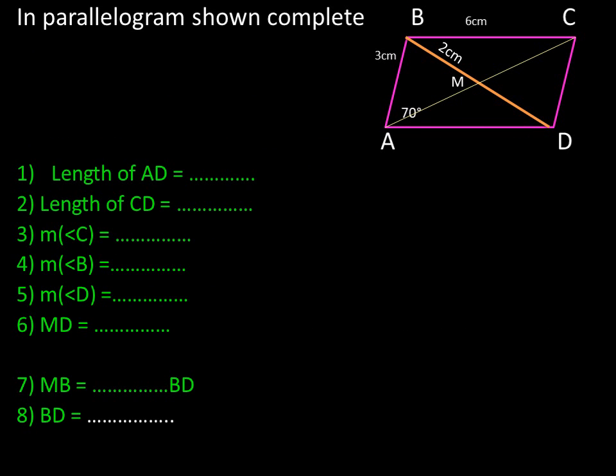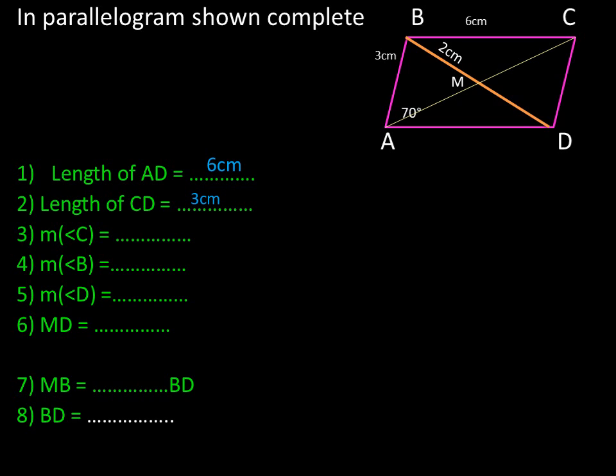In parallelogram ABCD, we will find, number 1, the length of AD. AD is opposite to BC. They are parallel and equal in length. So AD equals 6 cm. Number 2, length of CD. CD is opposite and parallel to AB and they are equal in length, which means CD equals 3 cm.